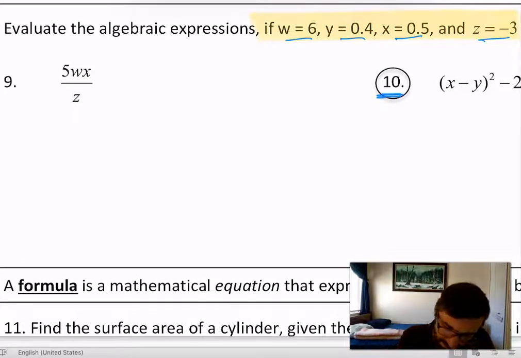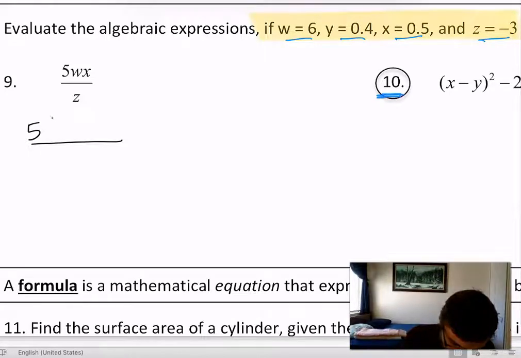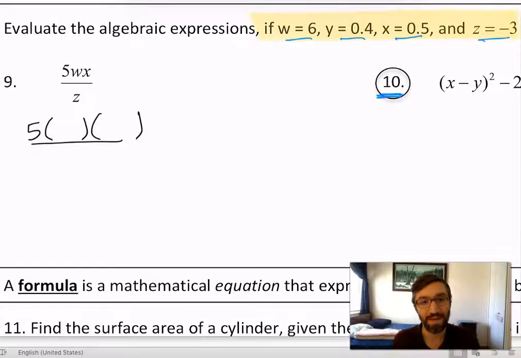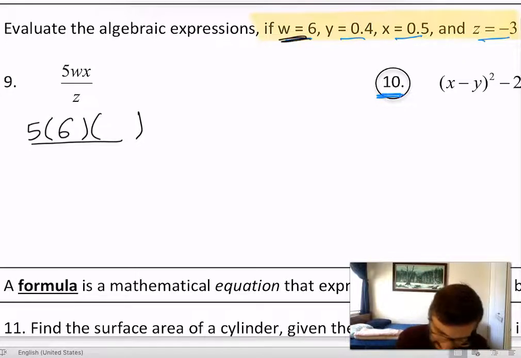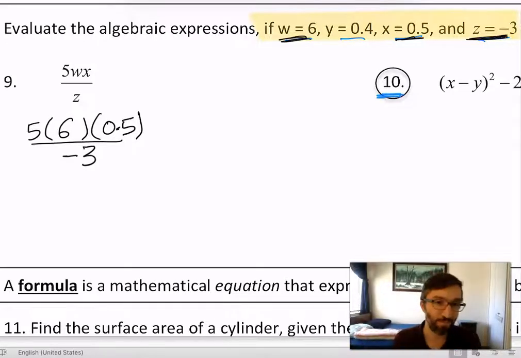So number 9, we're going to substitute. We start with the fraction bar, that's our grouping symbol. We have a 5. I'm going to put a parenthesis where the W was, and I'm going to put a parenthesis where the X was. And then Z is all by itself down there, so I'm not going to put parentheses around that, but you could if you wanted to. So W, we're told right here is 6, and X, we're told right here is 0.5. And then Z, we're told over here is -3. Be careful of that negative.